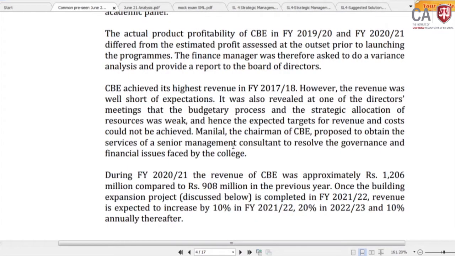Then the actual product profitability of CBE in 2020-2021 differed from the estimated profit. So, the finance manager was asked to carry out a variance analysis. This particular institute achieved the highest revenue in 2017-18, but it is not up to expectation now. So, they have some weakness in the budgeting process and the strategic allocation of resources. As a result, they failed to achieve the expected revenue and cost. So, they decided to get the service of a senior managerial consultant to resolve the governance and financial issues faced by the college.